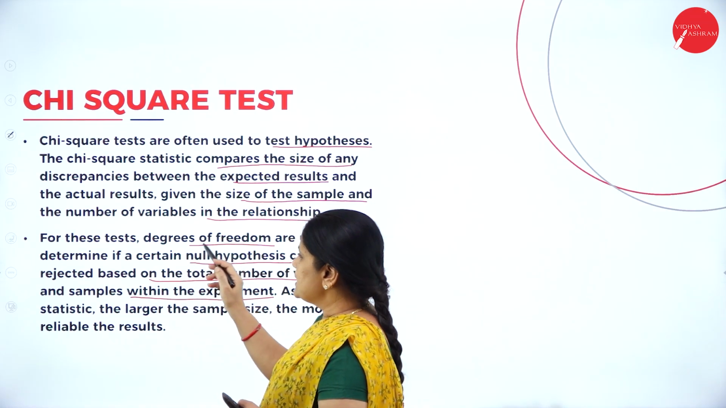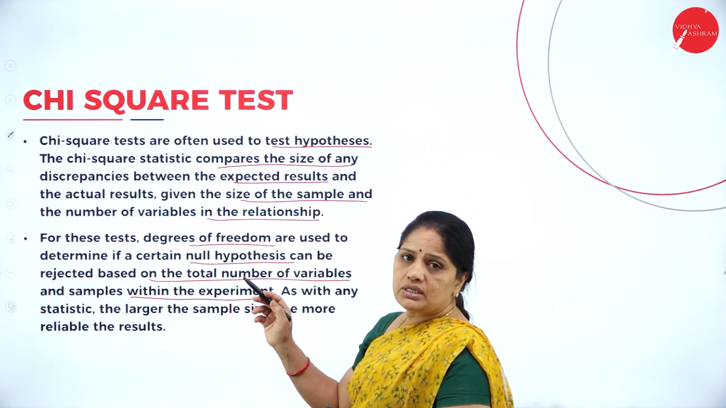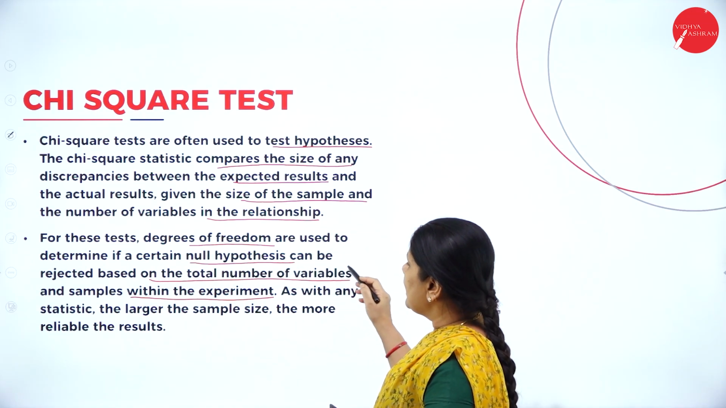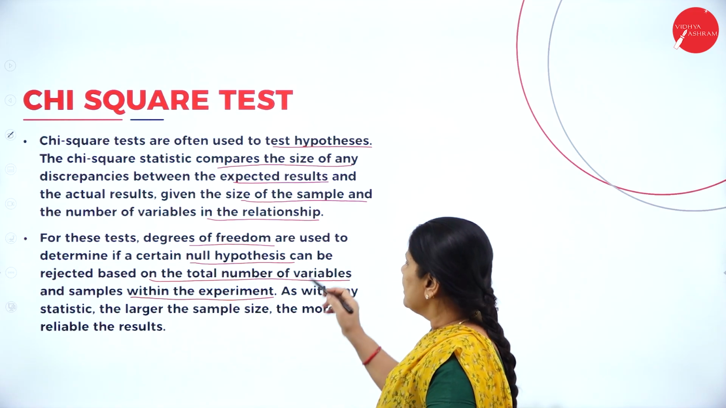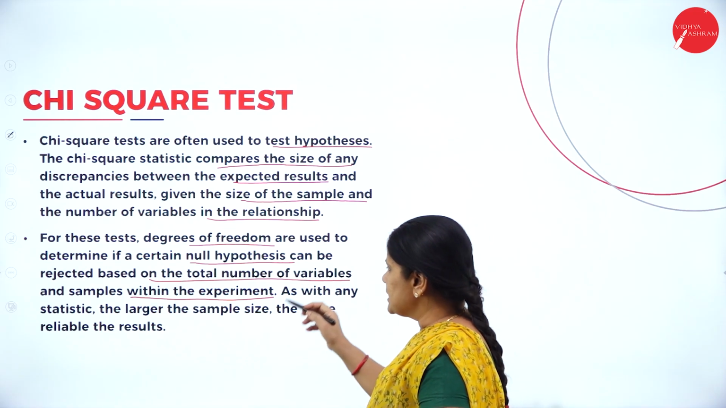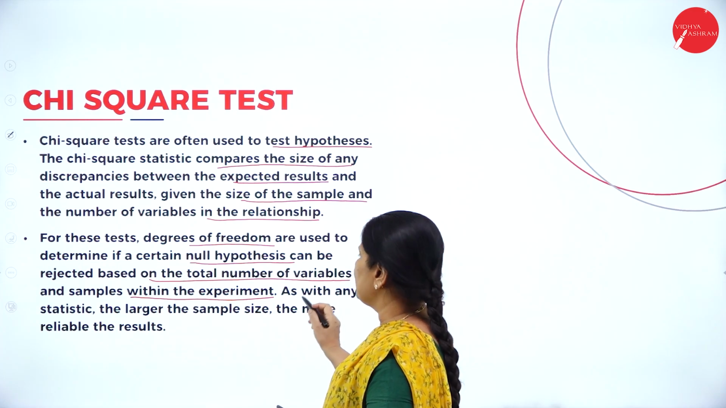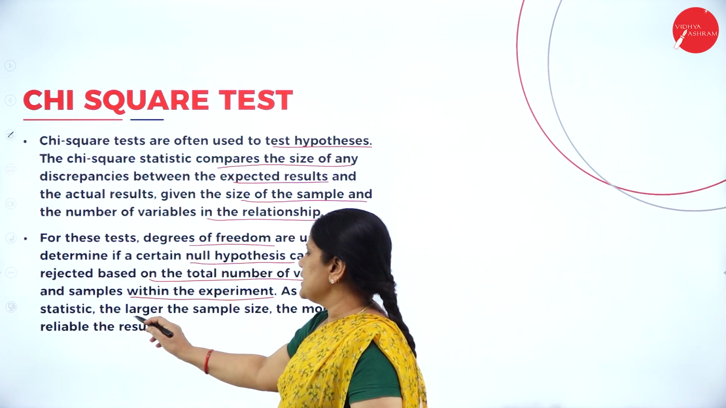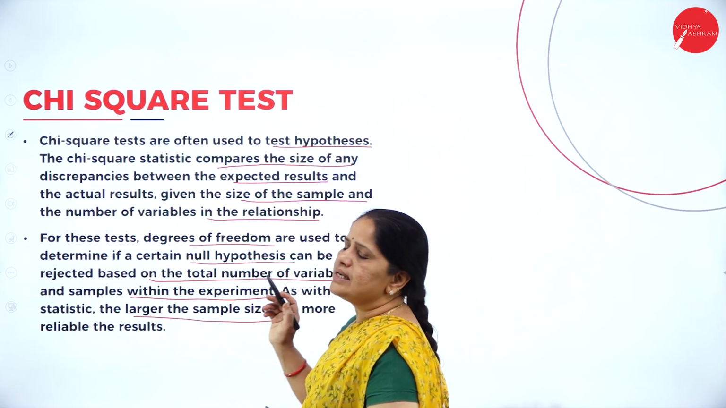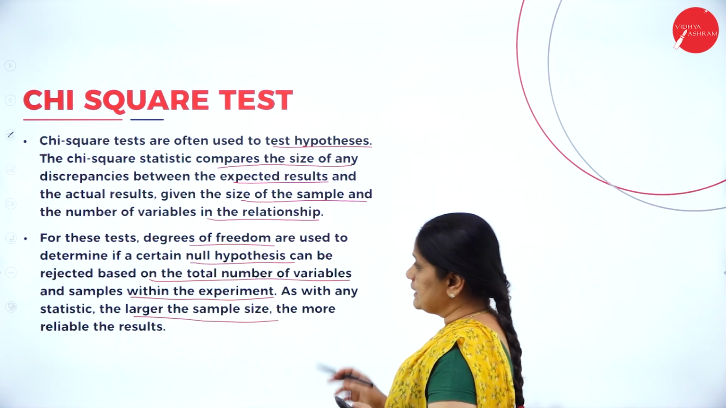So for these tests, degrees of freedom are used to determine if a certain null hypothesis can be rejected based on the total number of variables and samples within the experiment. As with any statistic, the larger the sample size, the more reliable the results.